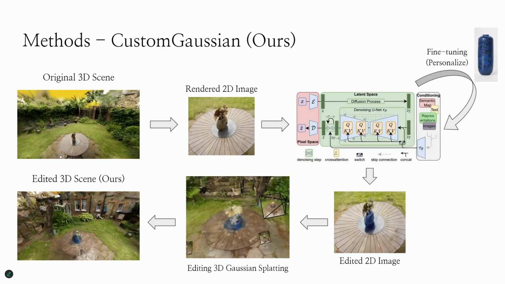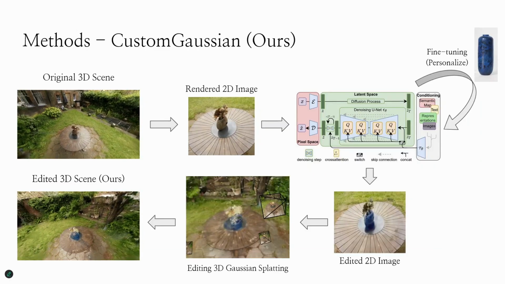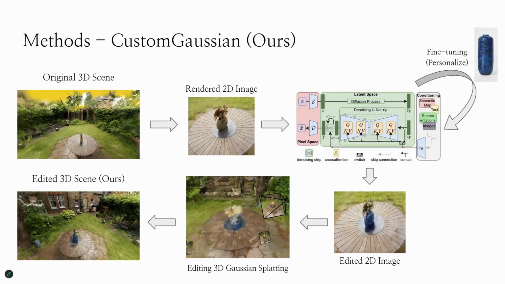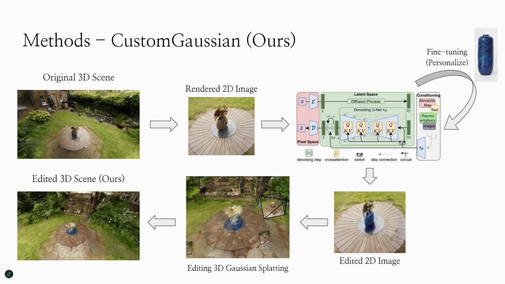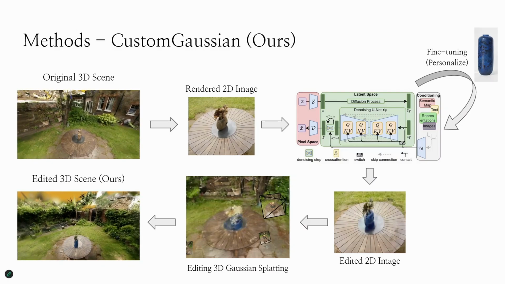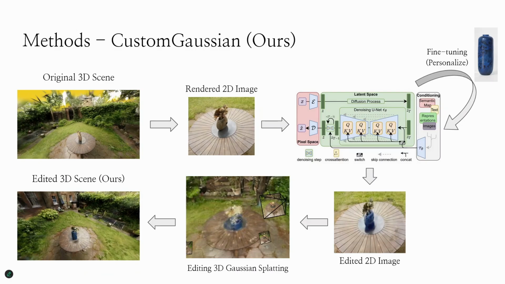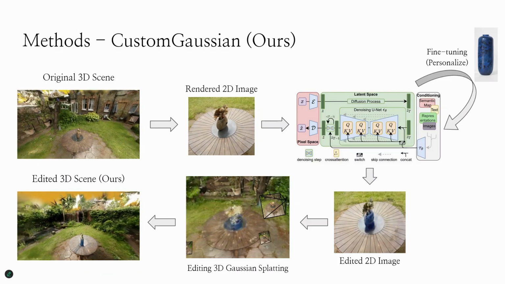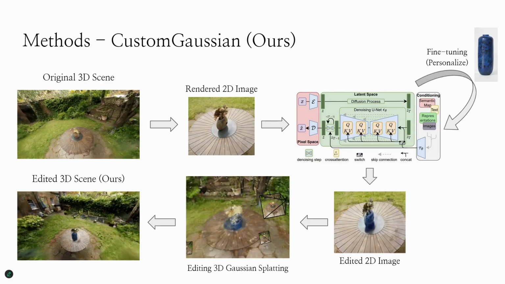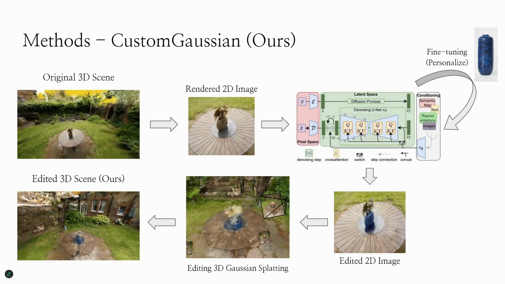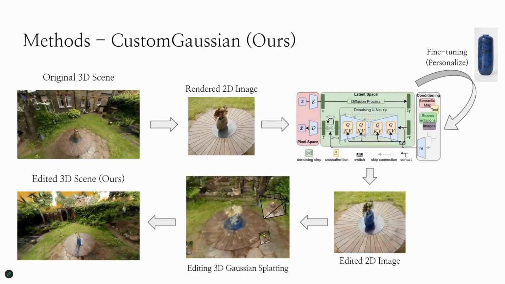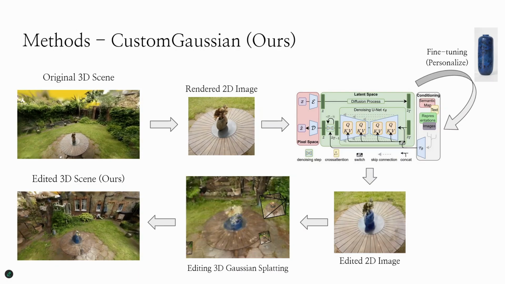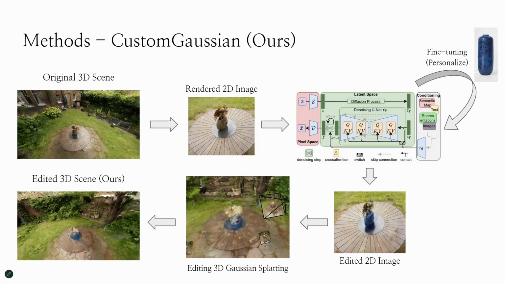Now let us introduce our custom Gaussian method. Here's how the editing pipeline works. First, we render images from the 3D scene and edit them using a pre-fine-tuned diffusion model, and then edit the 3D scene based on these edited images. To start, we fine-tune the diffusion model using the reference image we want to edit. This process is called personalization. Next, we extract 40 images from various angles of the 3D scene. Then, these images are edited using the fine-tuned diffusion model with custom diffusion. Finally, the 3D Gaussian splatting model is updated based on the generated images, resulting in the fully edited 3D scene.